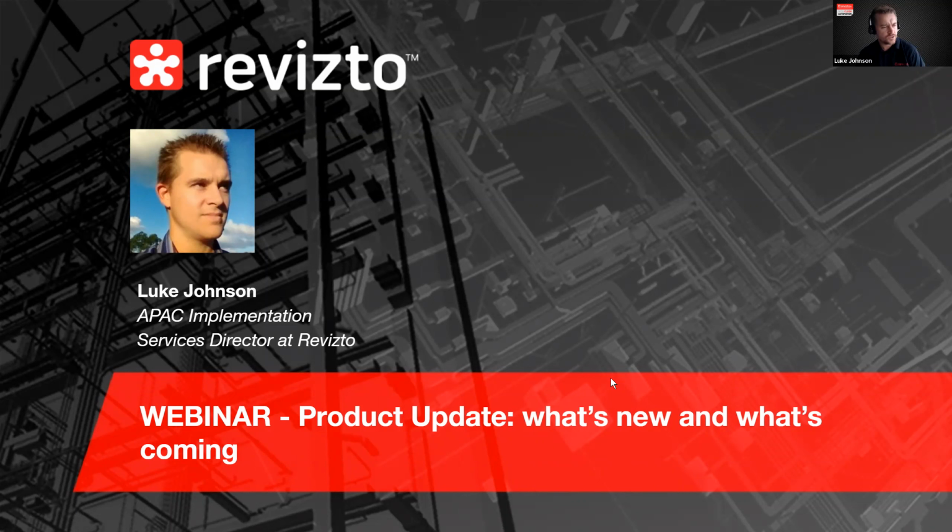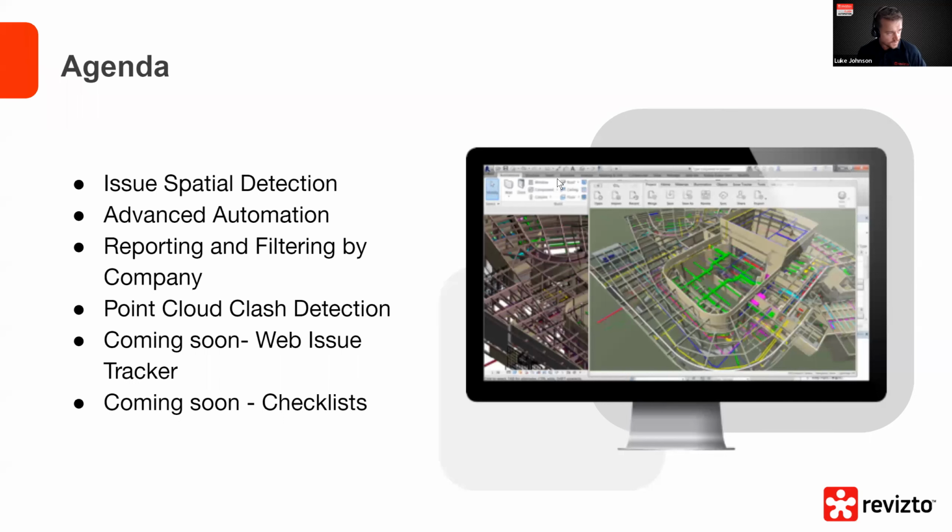Today we're going to be giving you a product update webinar, what's new and what's coming. So it's going to be quite exciting. Just a quick agenda. We'll cover topics like spatial detection of issues. We'll review the advanced automation feature in Revisto Plus, how you can use reporting and filtering by company to really get the maximum value out of your issue data. We will look at point cloud clash detection and some of the things that are coming soon.